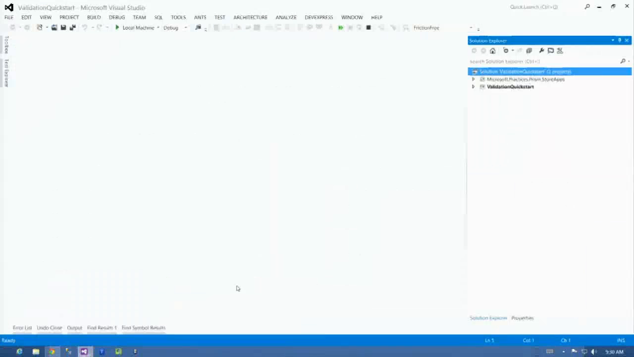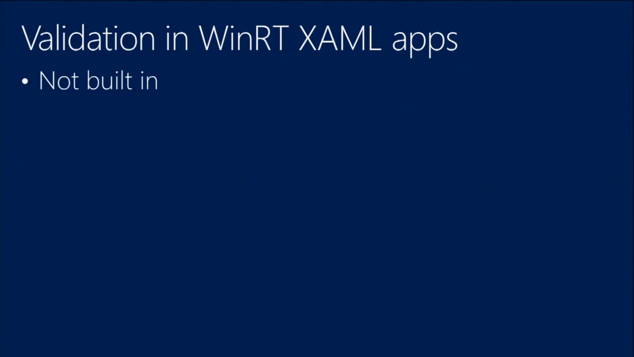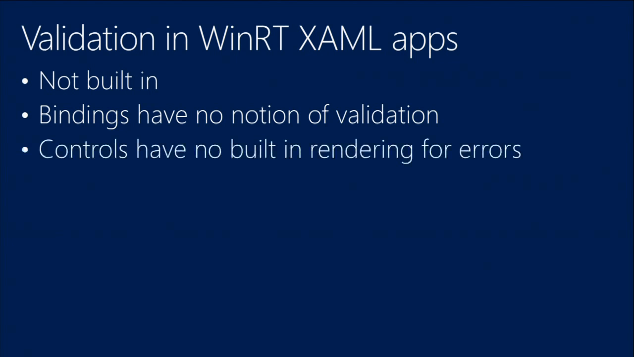All right, I've got 15 minutes left. Let me talk quickly about validation. As I mentioned, the challenge here is there's nothing built in to help you out at a UI level in WinRT at the current time. Bindings don't have any notion of validation. Controls don't have any notion of what to do about it. So you could go and build your own, and that's basically what we did for you in Prism.